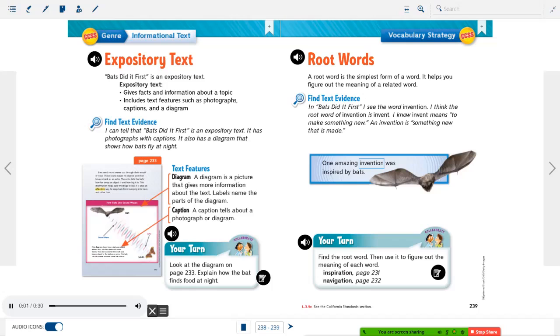Root words. A root word is the simplest form of a word. It helps you figure out the meaning of a related word. Find text evidence. In Bats Did It First, I see the word invention. I think the root word of invention is invent. I know invent means to make something new. An invention is something new that is made. One amazing invention was inspired by bats.